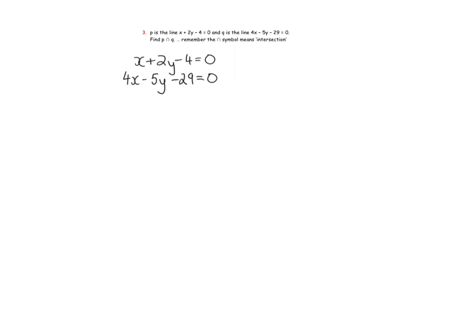I'm going to have the numbers to be 4, so I need to multiply the top line by 4. What we'll be left with is 4x plus 2 times 4 will give us 8y, and 4 times 4 is 16. Then the second line will stay the same, so 4x minus 5y minus 29 is equal to 0. Now we can see the numbers in front of x are the same, but the signs are different.